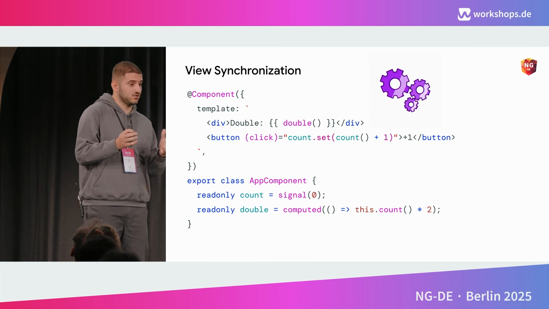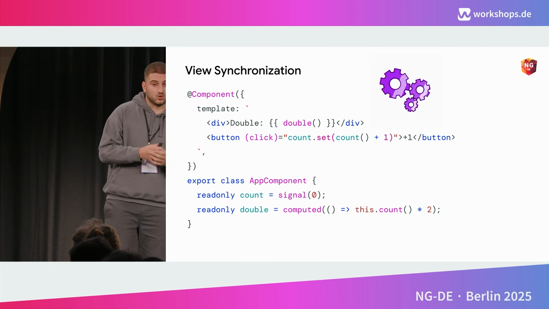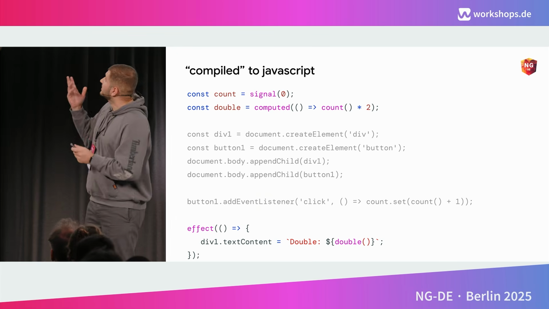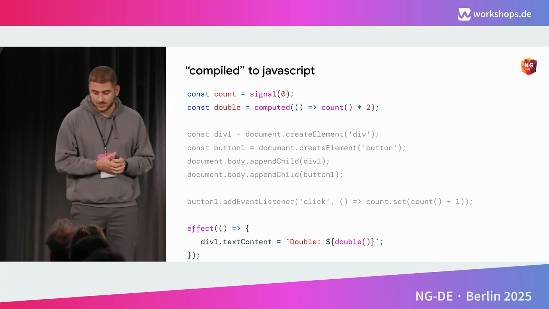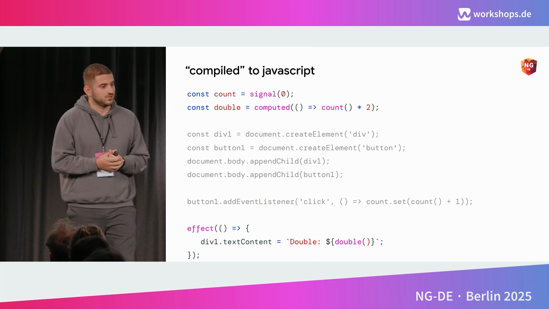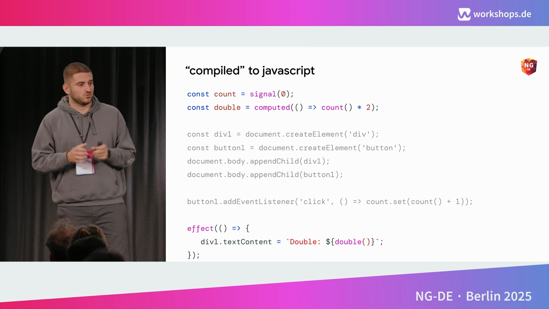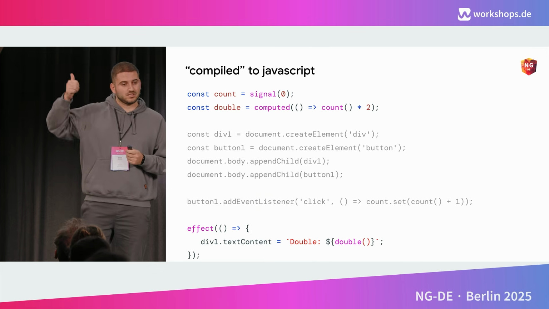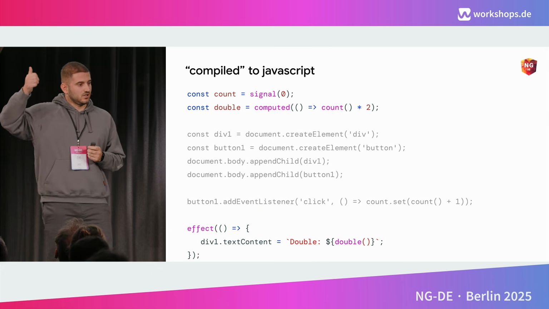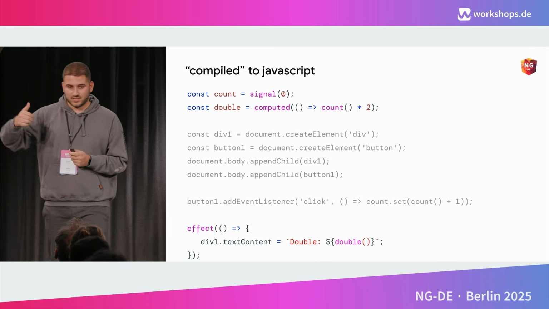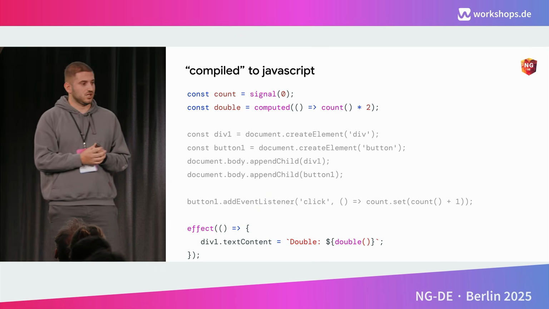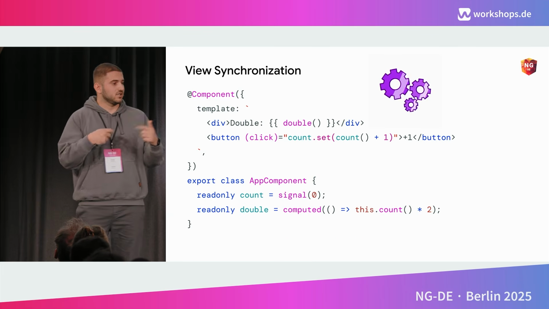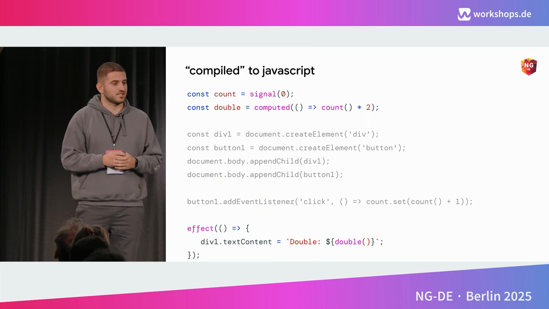And if we compile it to some imaginary JavaScript or just normal JavaScript, we create two variables, count signal and count double, which is a computed, and then we do some document createElement. That's almost what Angular does under the hood, except for the effect part. So basically what we do is we create elements, append them to the body, and of course inside the effect, every time our double component changes, the effect calls itself and updates the text content. So basically the same idea, but with just JavaScript and signals.